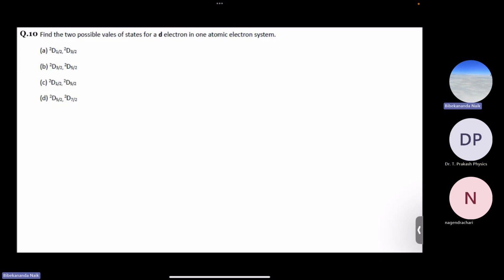So the question says find the two possible states for a d electron in one atomic electron system. So there is a single electron, and that electron is present in the d cell. So what will be the two possible states? The options are 2D 1/2, 2D 3/2; 2D 3/2, 2D 5/2; 2D 1/2, 2D 5/2; 2D 5/2, 2D 7/2. These are the four options. So can anyone tell me what will be the possible values of states?